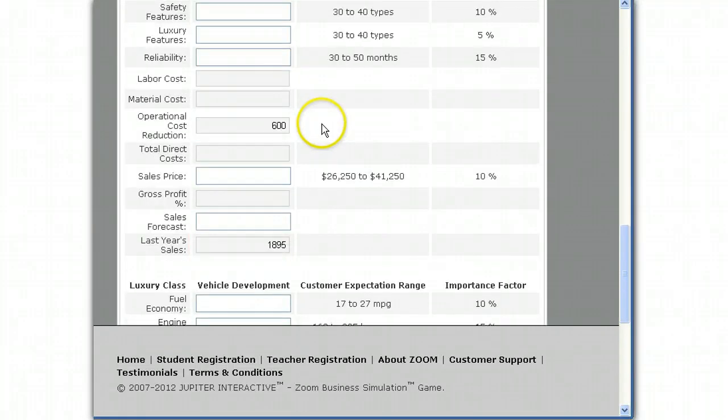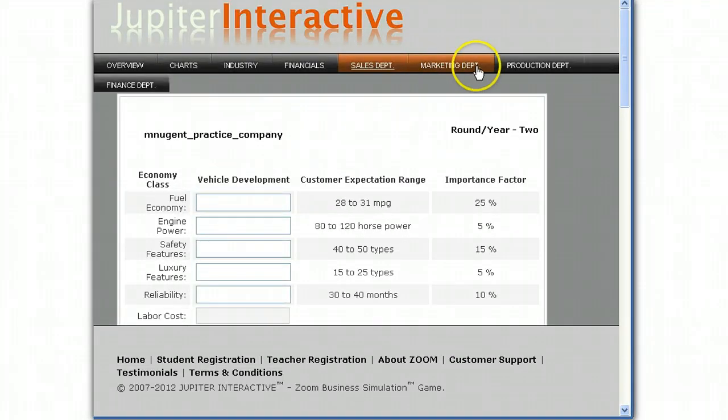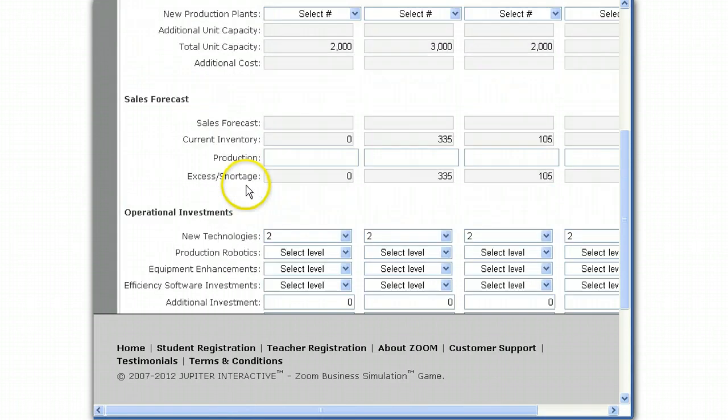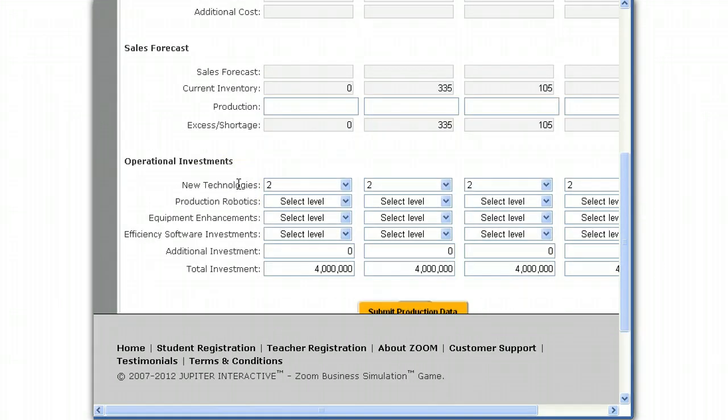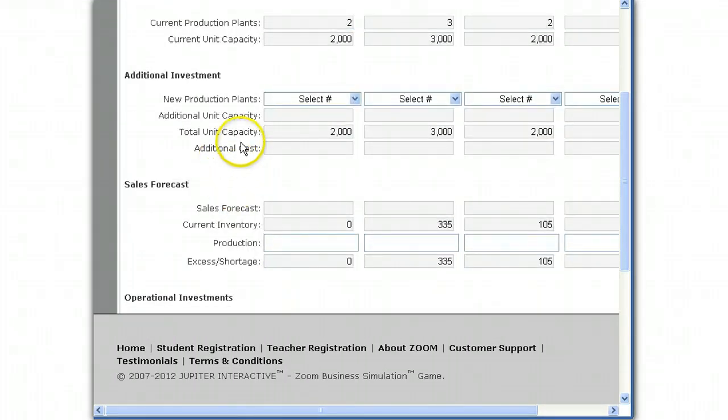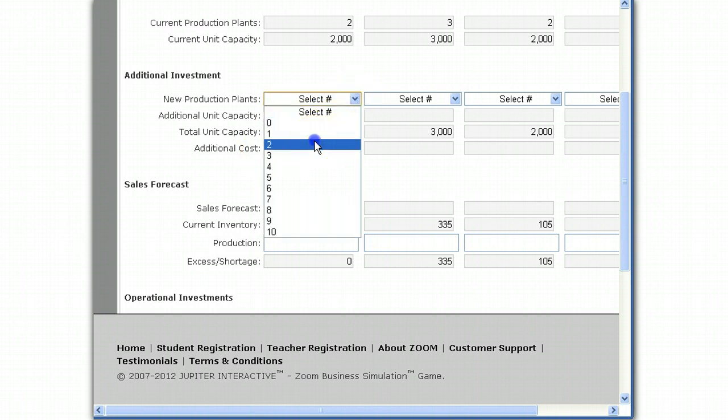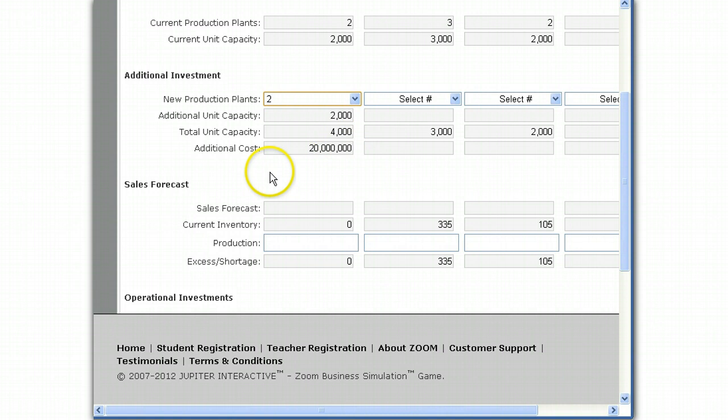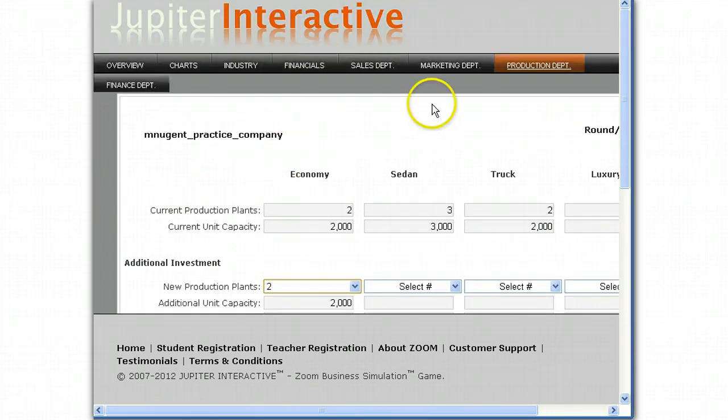If we go to the Zoom simulation again, in the production department, in the version we're working with, they do ask us what our capacity utilization is when we look at our forecast in relationship to the number of plants we have. To give you an idea, if you buy new production plants, you're spending $20 million, and that's a fixed asset that comes with any of your fixed assets.